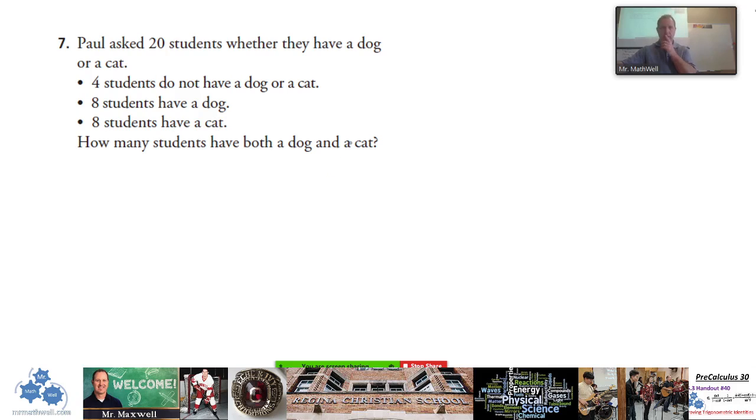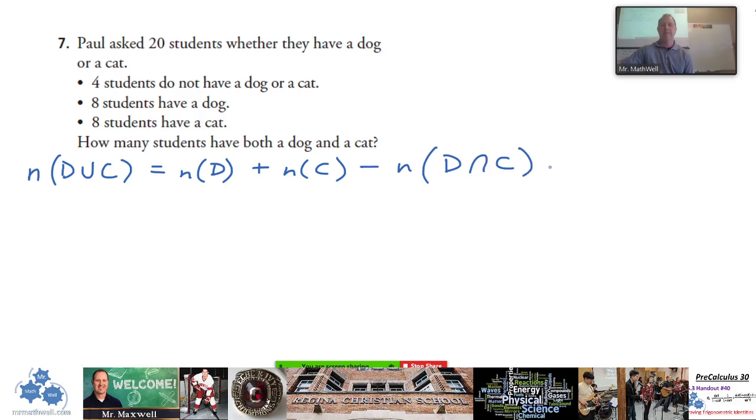Now, I'm going to show you again how to use the principle of inclusion and exclusion. So what is that principle? Well, if you don't have it memorized, it looks like this. The number of dog or cat equals the number of dog plus the number of cat minus the number of dog and cat. Okay, so that's the principle of inclusion and exclusion. So this set plus this set minus the overlap. That's everybody counted just once.